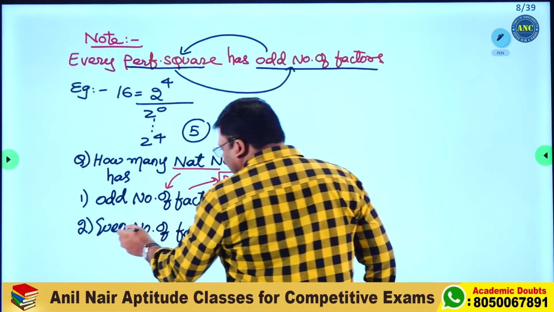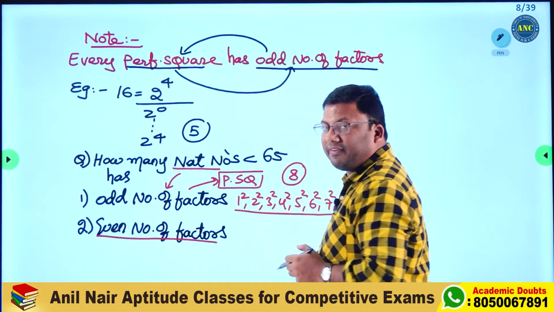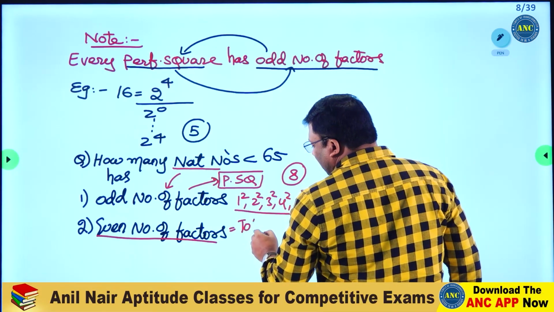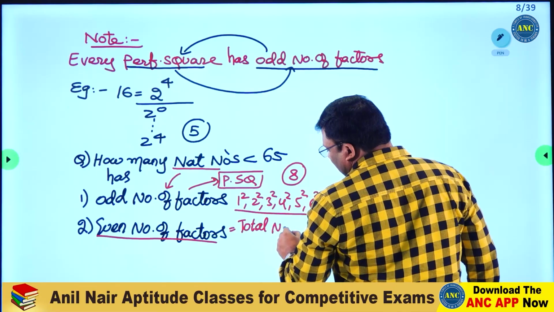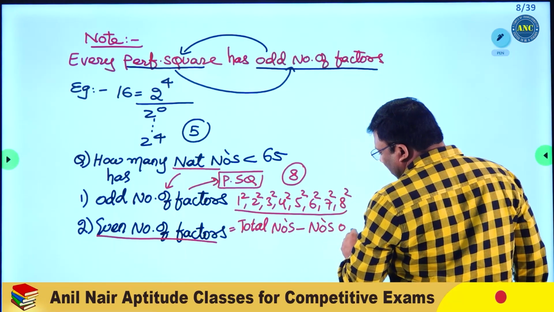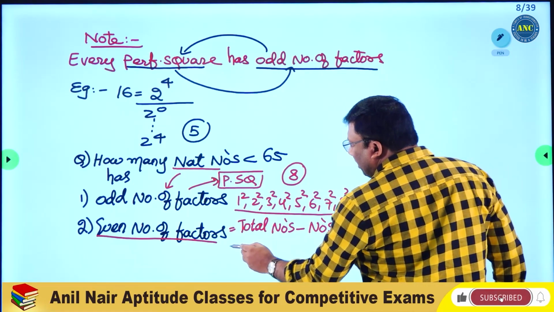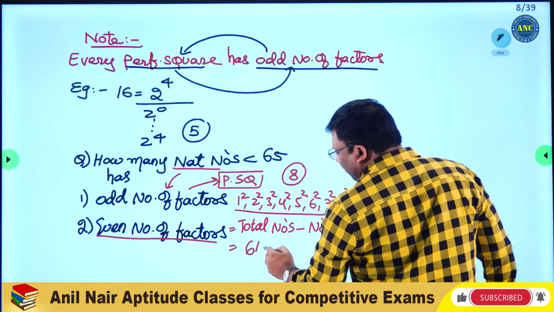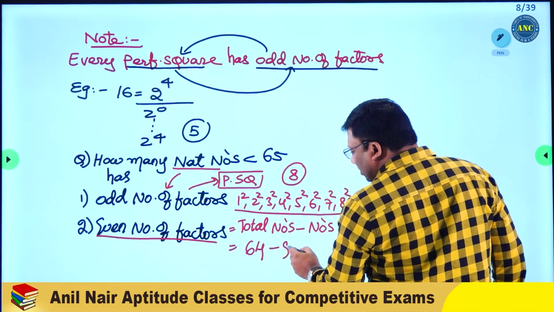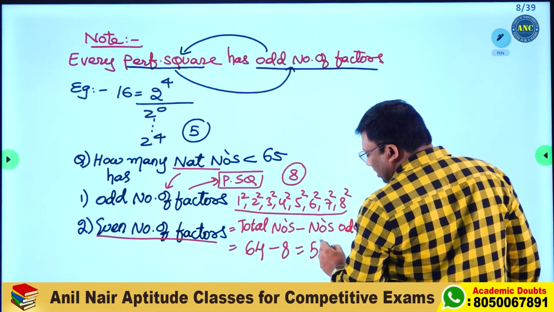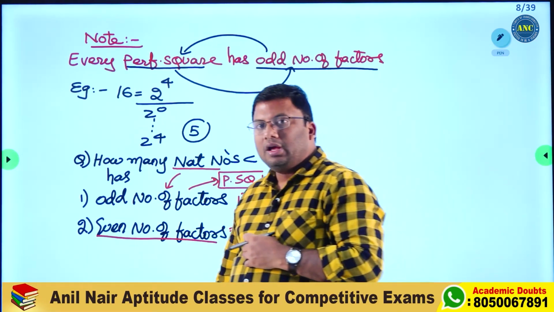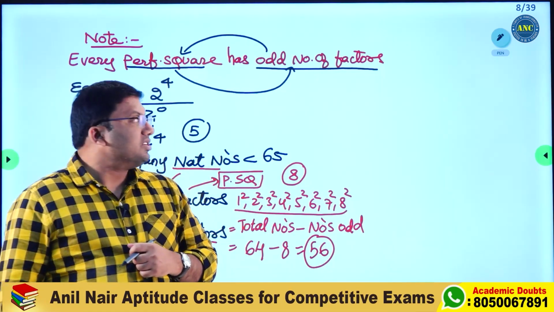How many natural numbers have an even number of factors? That is the total numbers minus the numbers which have an odd number of factors. Total numbers are from 1 to 64, so 64 numbers. How many have odd factors? 8. 64 minus 8, the answer for this question is 56.